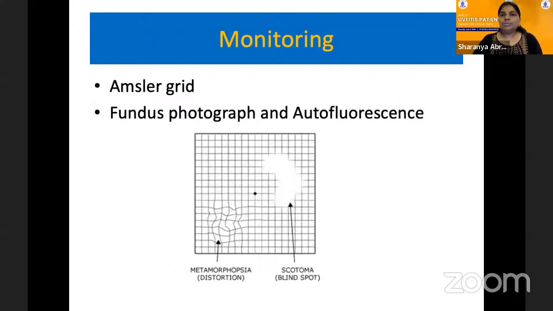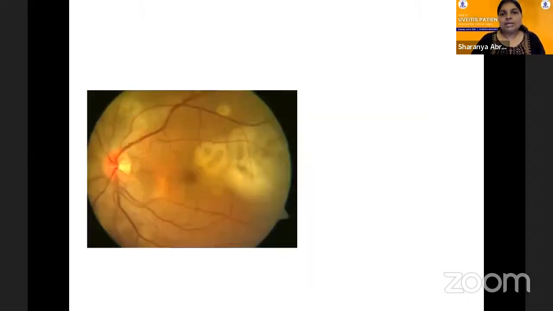How do you monitor a patient with choroiditis? Essentially, anything that threatens the macula, give them an Amsler grid and teach them to monitor. Fundus photograph and autofluorescence at all visits. When we talk about choroiditis, we must also know what is not choroiditis. As we said, any yellow creamy lesion in the fundus is not choroiditis.